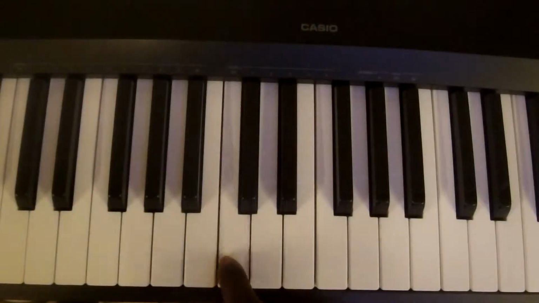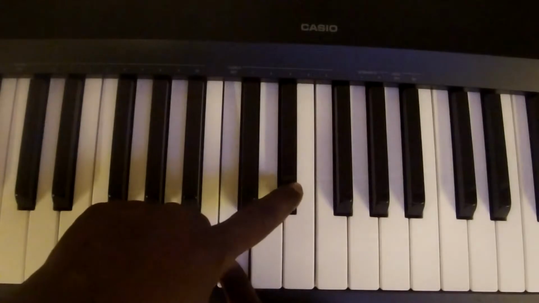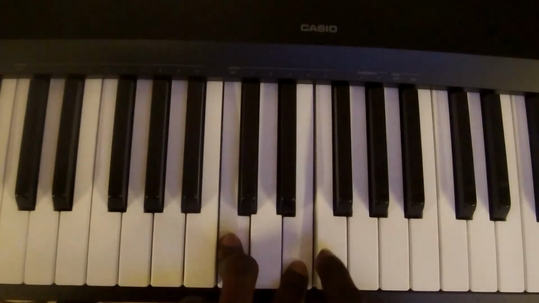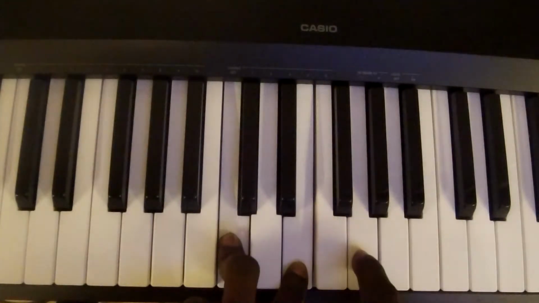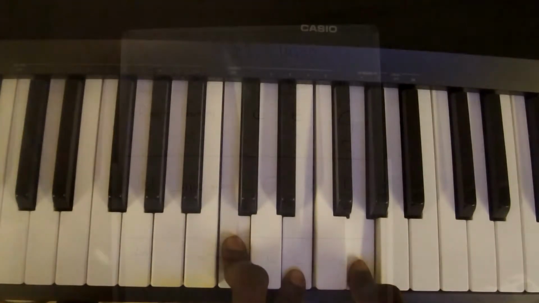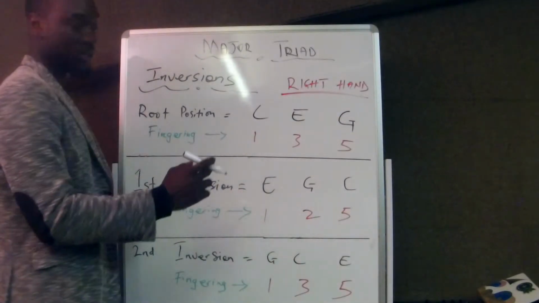So if this is your C, you count 1 semitone, 2 semitones, 3 semitones, 4 semitones. That's the 3rd note. 1, 2, 3. 5th note. Yeah? So that's how you use the other formula. 4 plus 3.